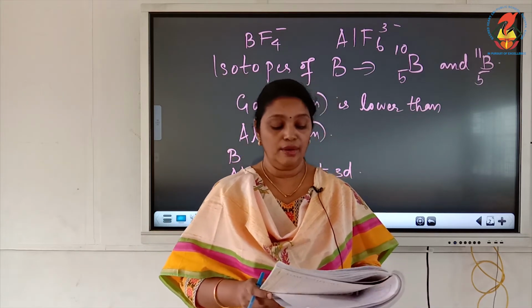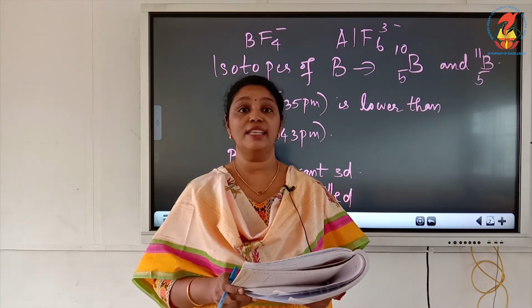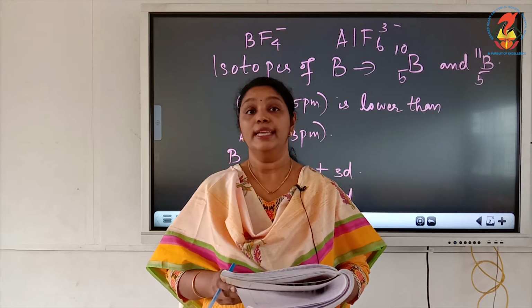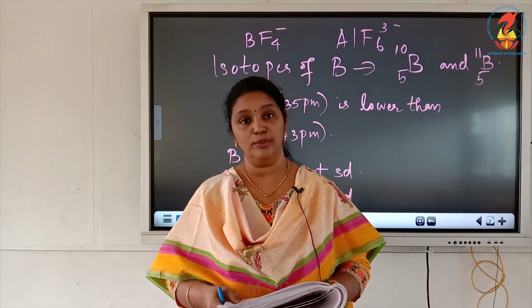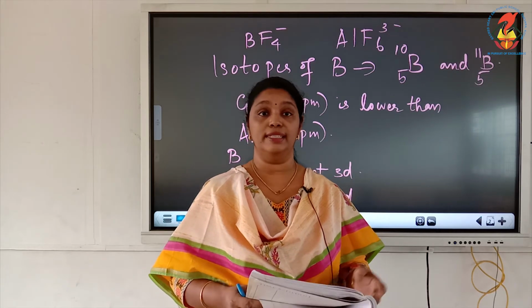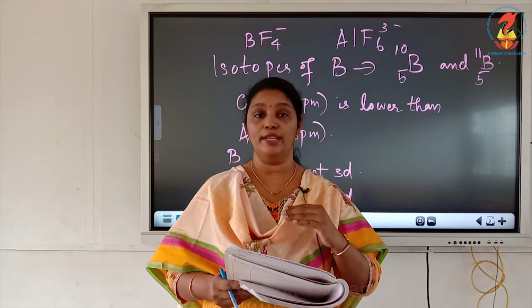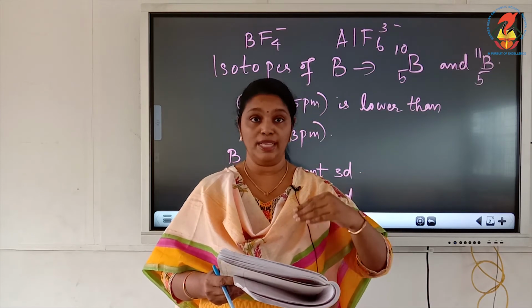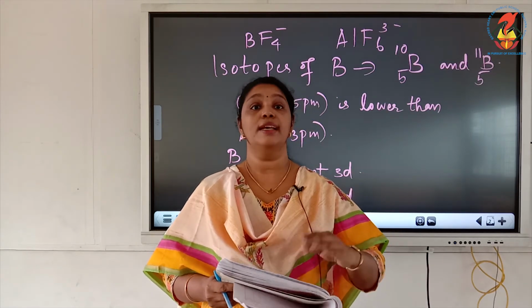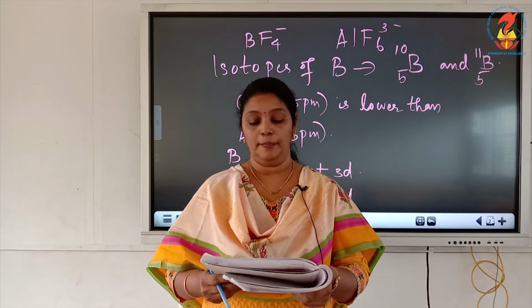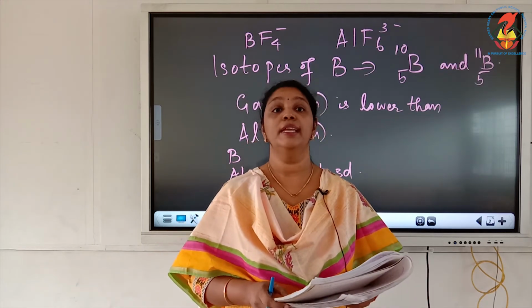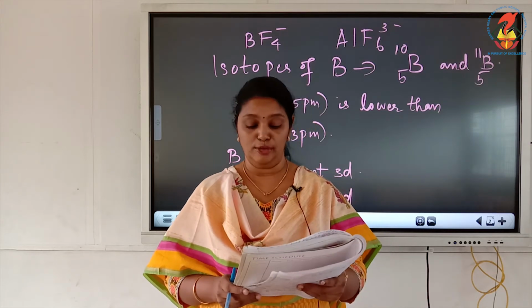Now next question is the ionization enthalpy. The first ionization enthalpy of gallium is slightly higher than aluminium. Why? We know that gallium has a small atomic radius compared to aluminium. So as the atomic radius decreases, ionization enthalpy increases. So the first ionization enthalpy of gallium is higher than that of aluminium.